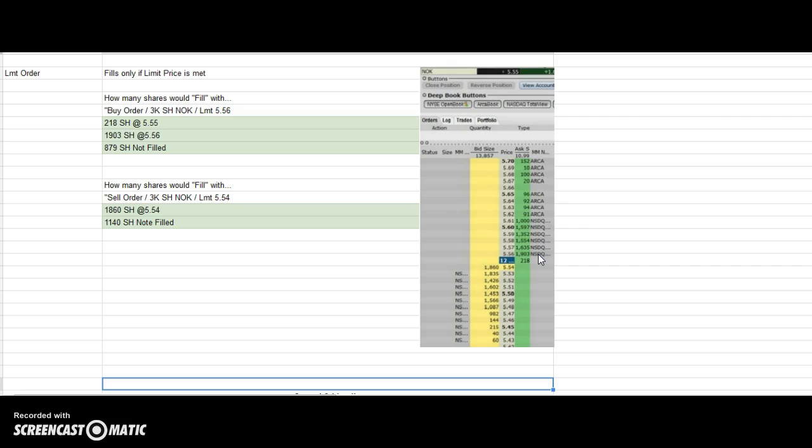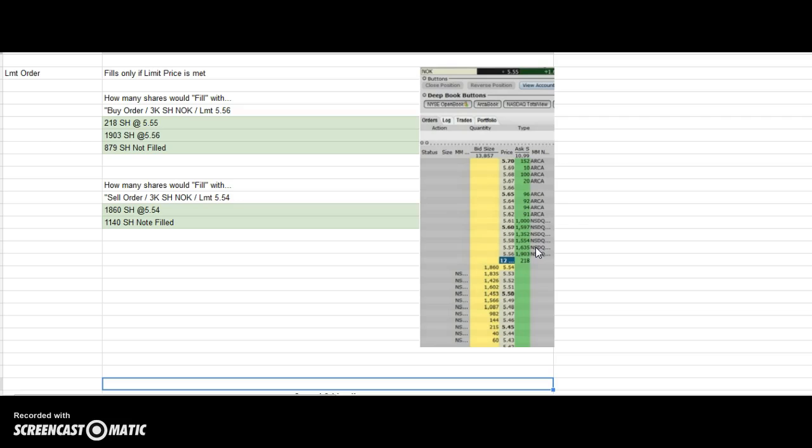1903 shares would fill at 556, and 879 shares would not be filled, and they would only fill if someone entered in an order at 556 to sell, or if you moved your order up to 557 with the remaining 879 shares, and then they would eat into a chunk of this 1635 here at 557 on the market data.